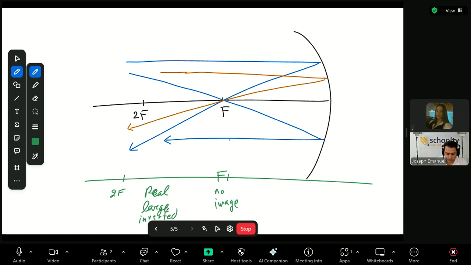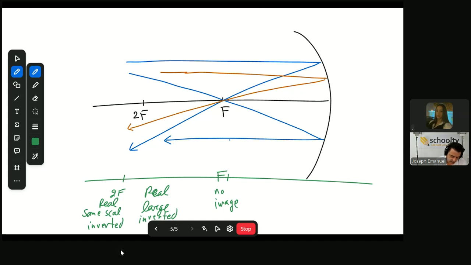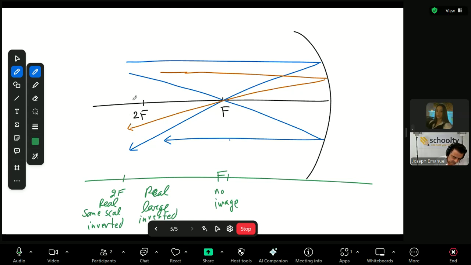What about 2F? Why is it larger between F and 2F? Because the distance from here till here is smaller, so you see a larger scale. The same scale comes at 2F exactly. This is real, same scale, and inverted, of course. And because after 2F the arrows will be more far, here you will have real, smaller, and also inverted.